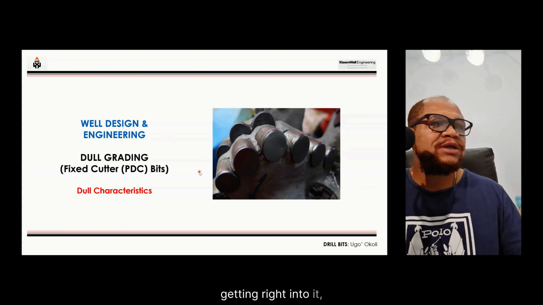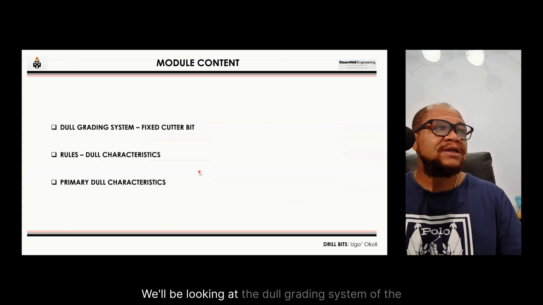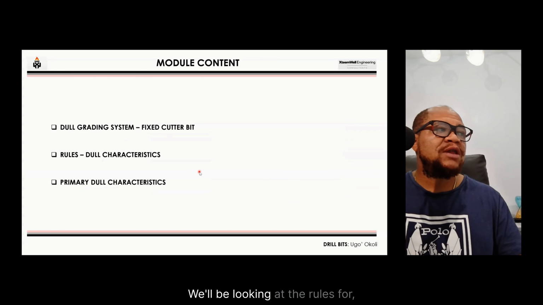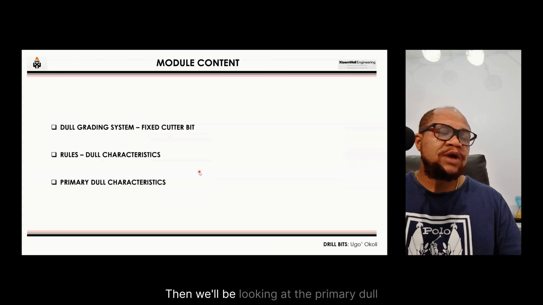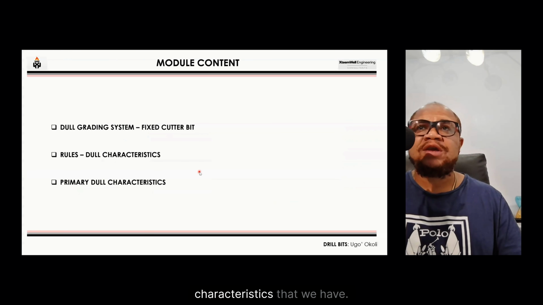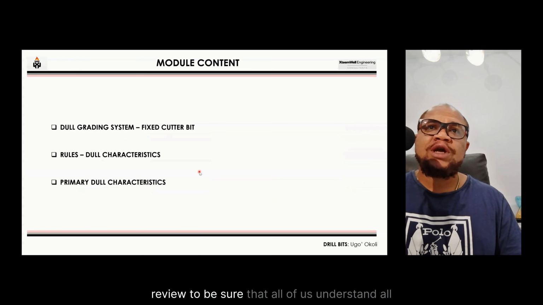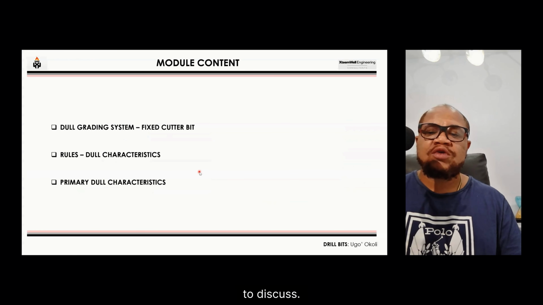So getting right into it, this is pretty much what the module content looks at. This is the outline. We'll be looking at the dull grading system of the fixed cutter bit. Post looking at that, we'll be looking at the rules for naming these dulls. Then we'll be looking at the primary dull characteristics that we have. At the end of the video, we'll be doing a quick review to be sure that all of us understand all the various dull characteristics that we want to discuss.